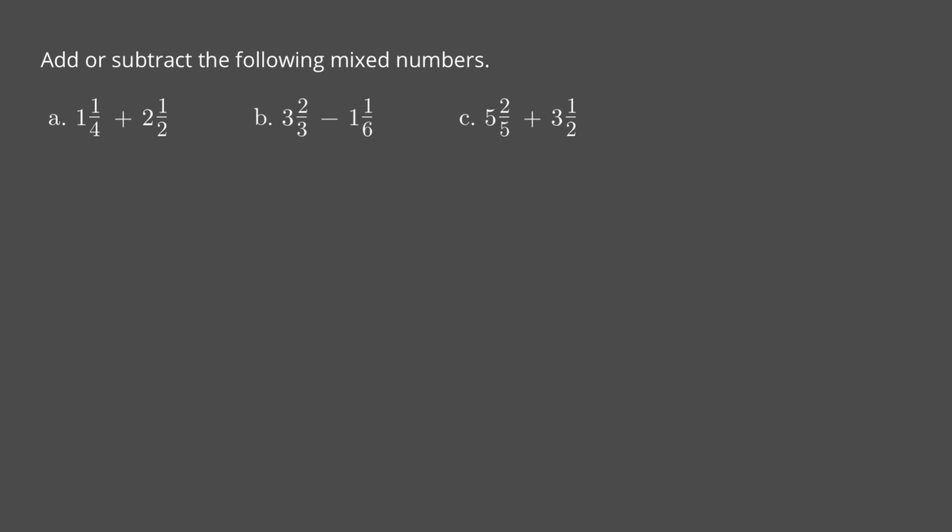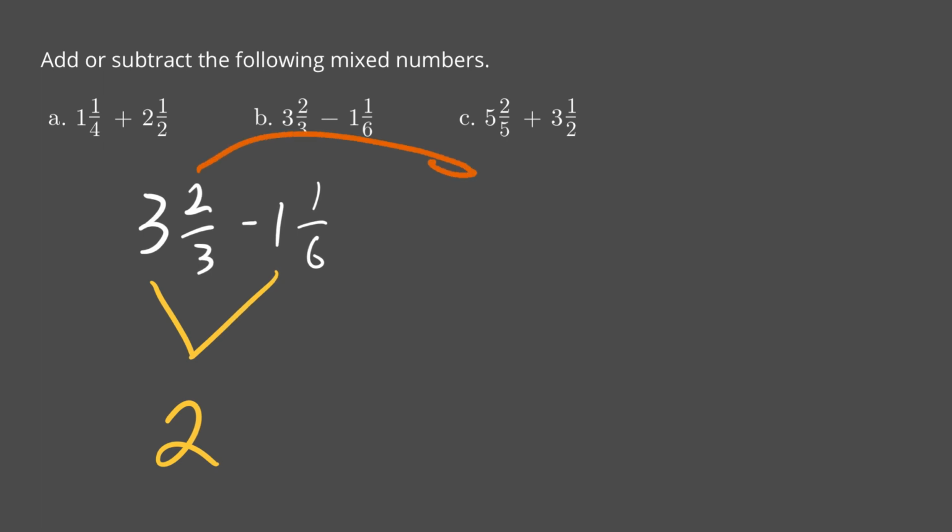Now let's try part B. We have 3 and 2/3 minus 1 and 1/6. This is very similar to the previous problem, except now we have subtraction. So let's start with the whole numbers. We have 3 minus 1. That leaves us with 2.